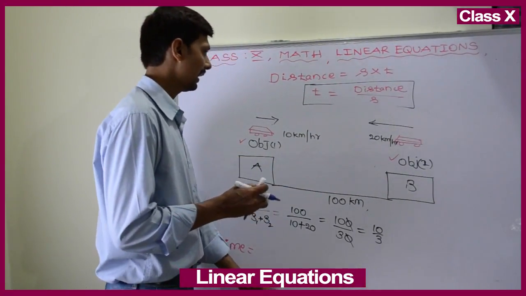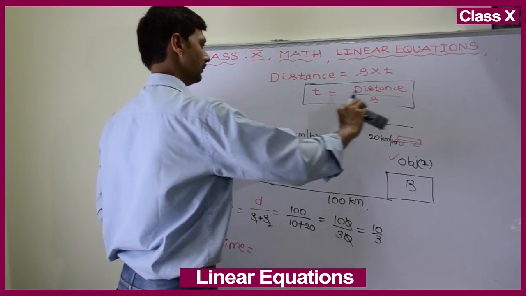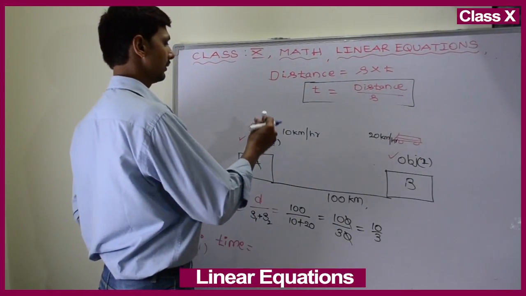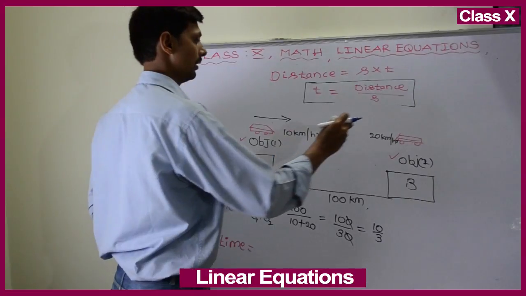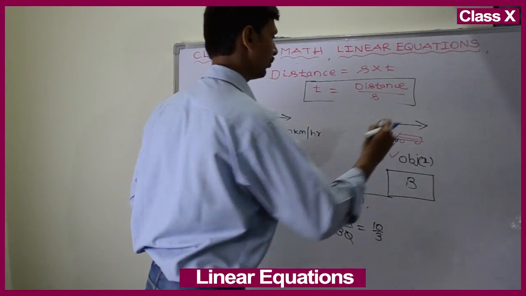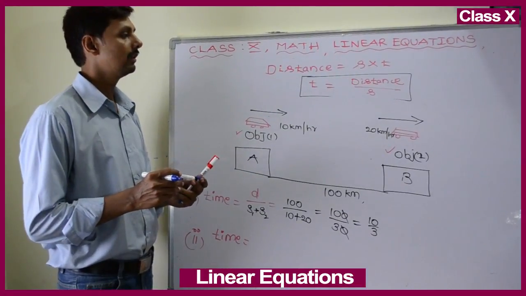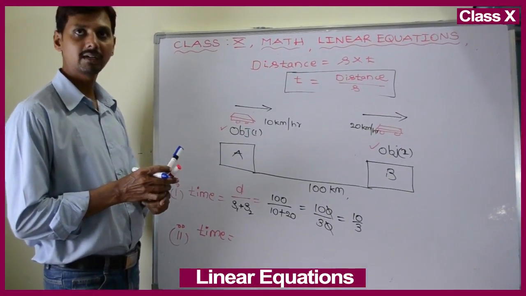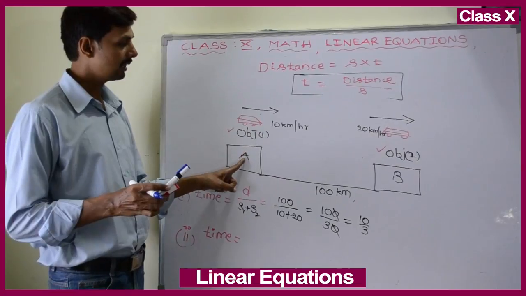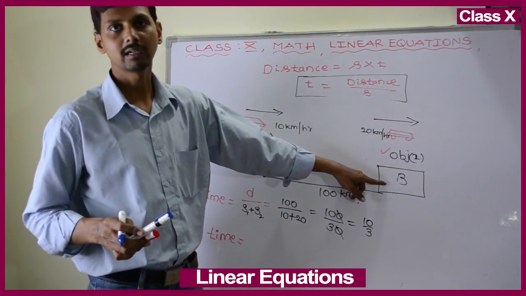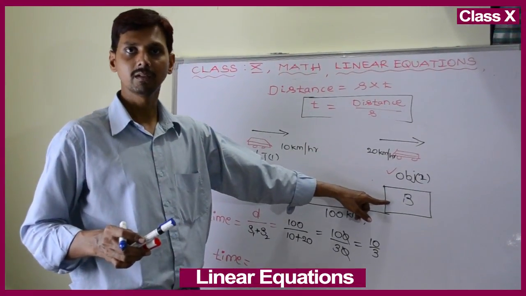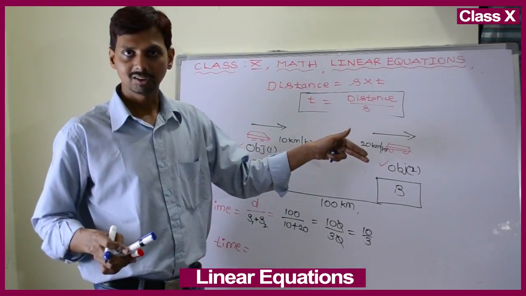Now let us see if they travel in the same direction. Two cars are traveling in the same direction. The first car started from point A, and the second car started from point B, at the same time. They travel in the same direction.